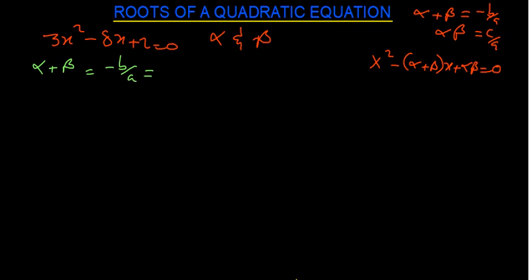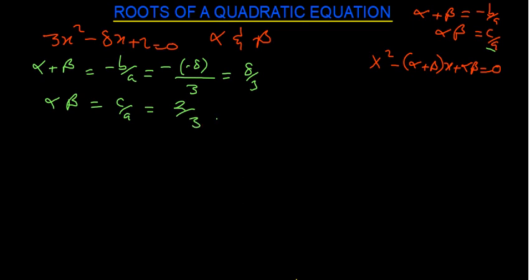Now our b is negative 8, so negative b is 8, and then over our a is 3. So that is giving us 8 over 3. Again, we need to find our product alpha beta. Now we know that alpha beta from there is c over a. And our c is 2, our a is 3.